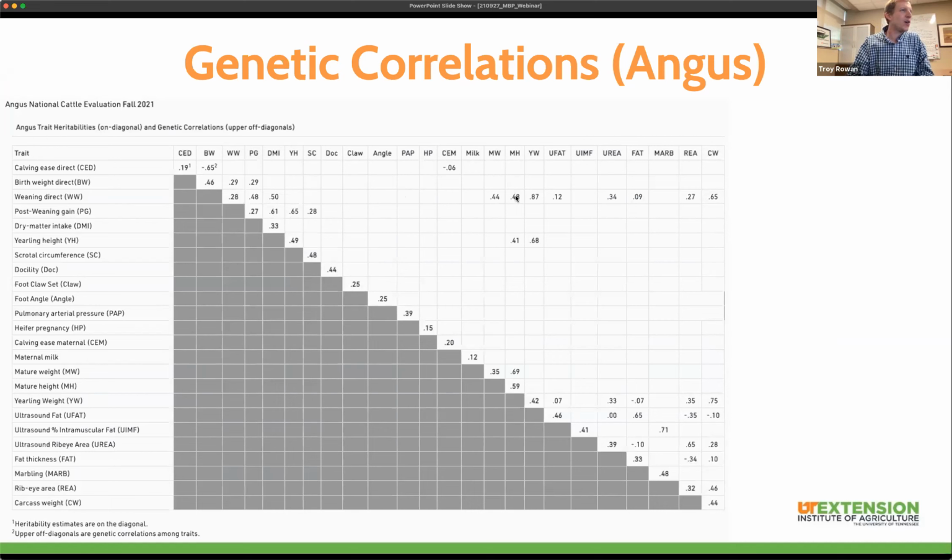Things like mature height, you'll see, has a fairly high correlation with weaning weight as well. All these carcass traits are fairly highly correlated with one another.